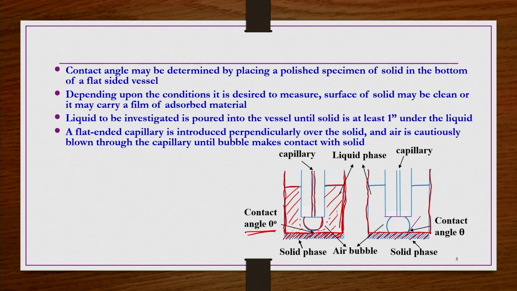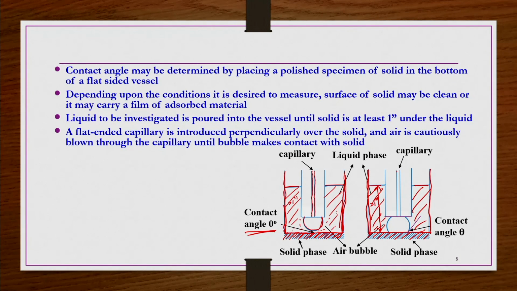Okay. So, you pour on this one, so that the solid surface, whatever is there, should be at least 1 inch under the liquid. So, this distance between the solid surface and the liquid surface should be more than 1 inch, right. Okay. So, now it is like this, liquid is initially like this. Initially the liquid occupied this area also.